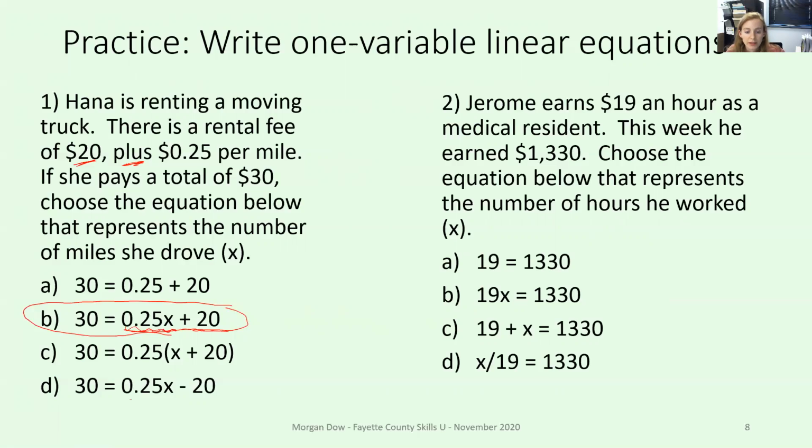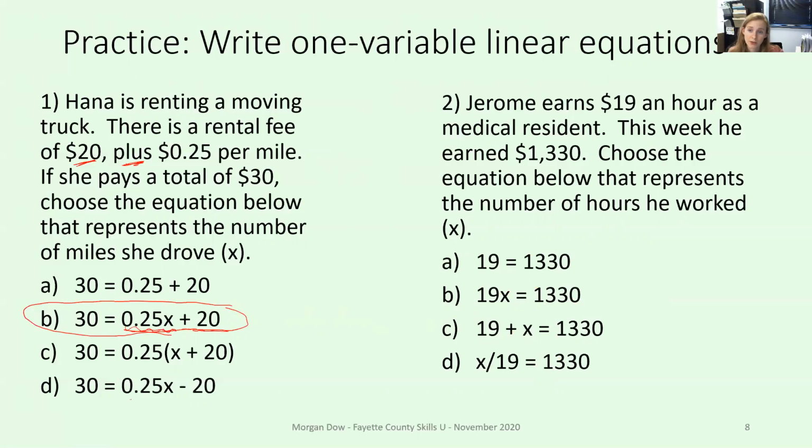Okay, so I look at my 4 choices and I see that for all of them, they're all set equal to $1,330, right? So they're all set equal to his total amount that he earned. So we want to think about what belongs on the other side of the equal sign. How are we calculating those total earnings? What goes into his total earnings?